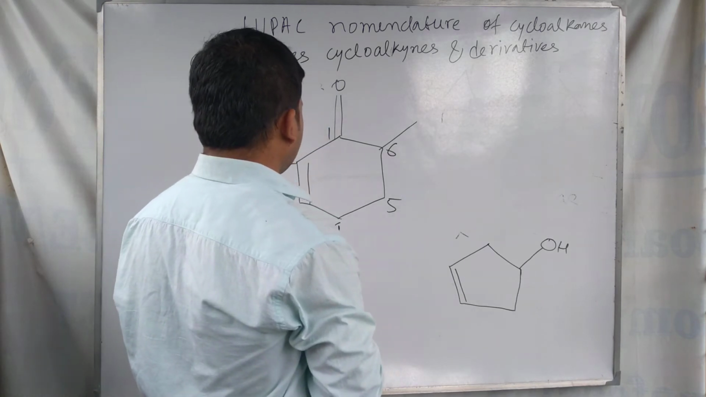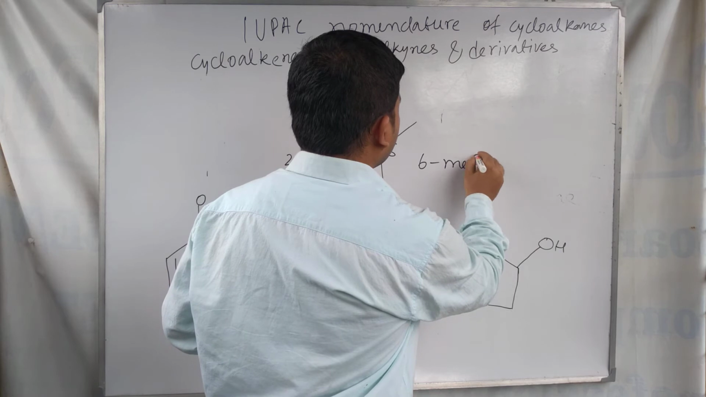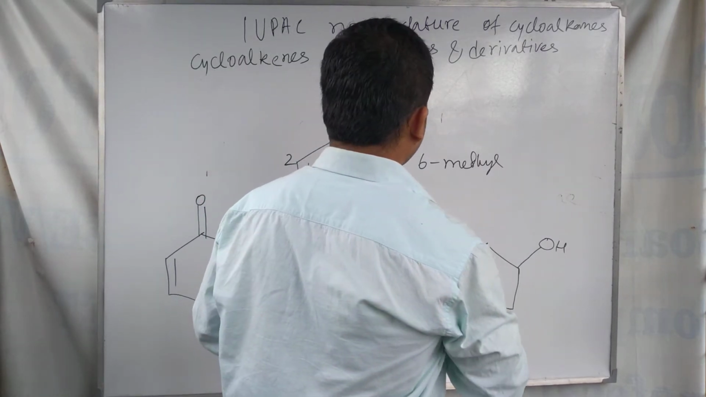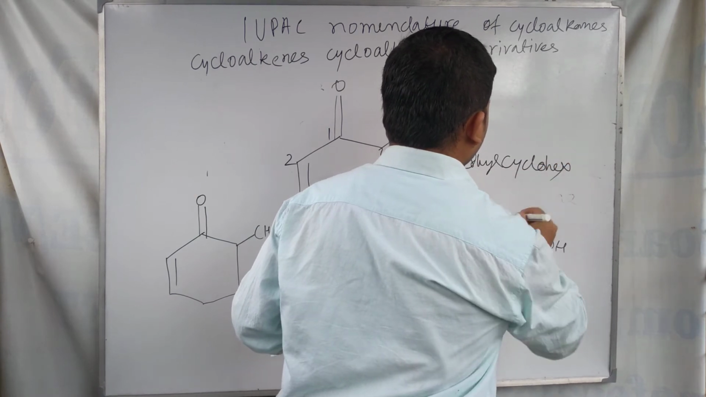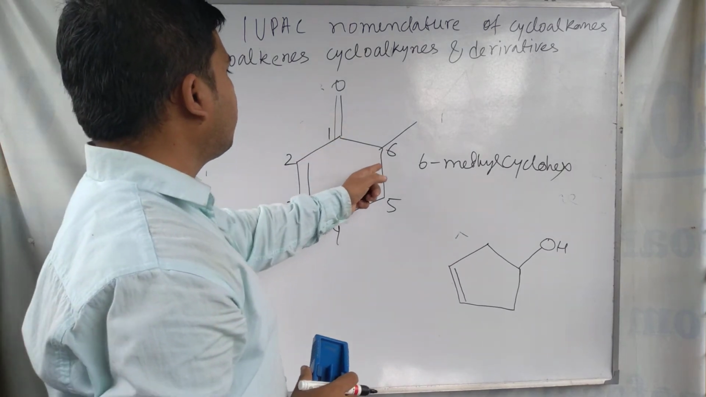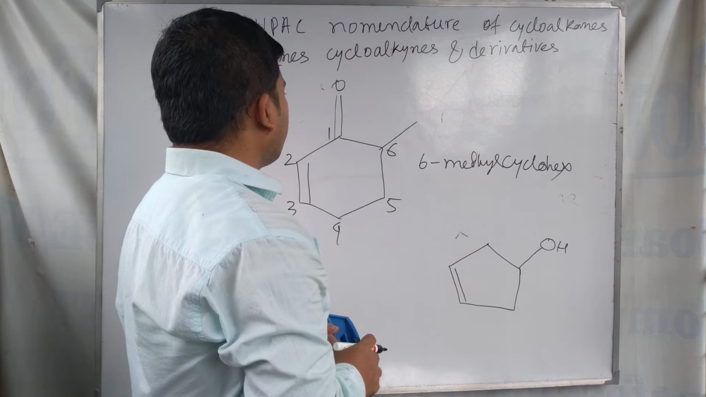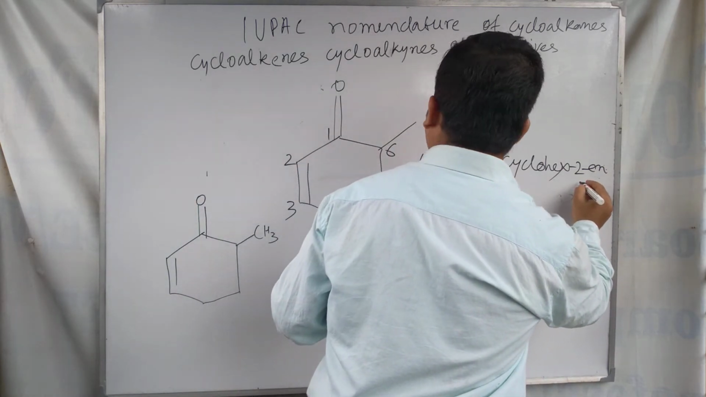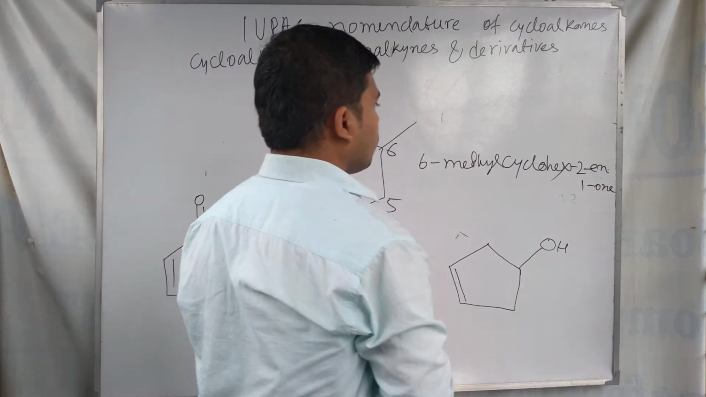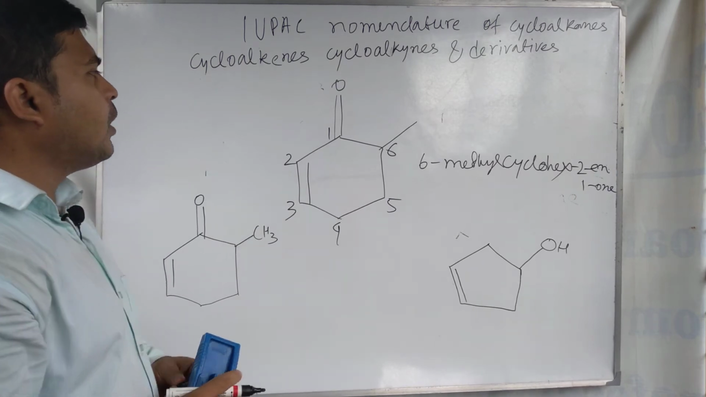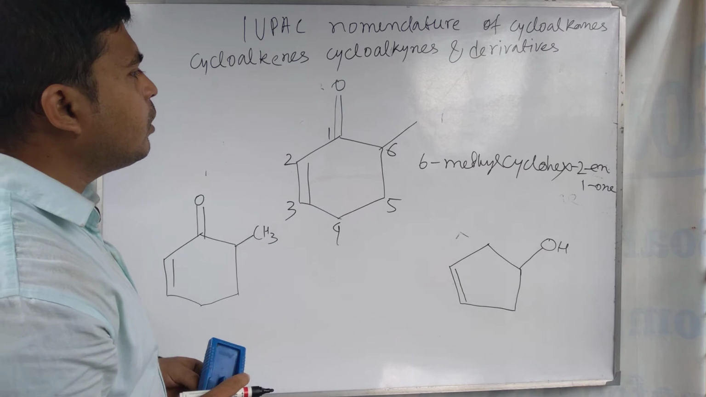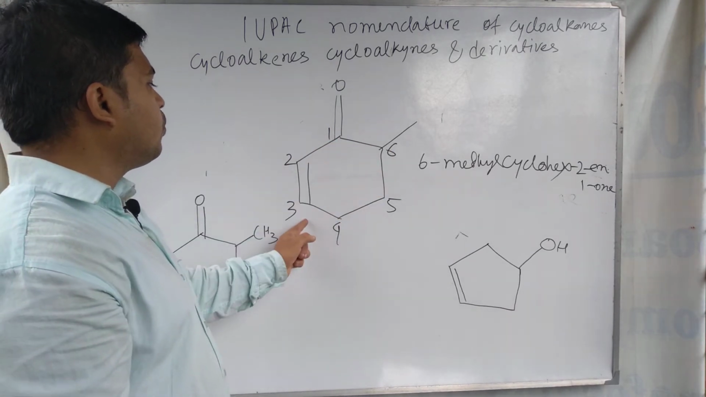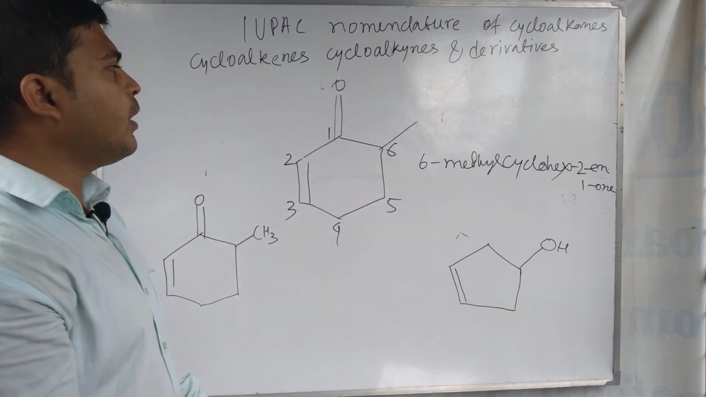After that we find that the methyl is at position 6, 6-methyl, then it is hex, 6-methylcyclohex, the total carbon is 6, cyclohex-2-en and 1-one. Because position 1 is occupied by the ketone group, so 1-one, and 2-en because position 2 is occupied by a double bond. So 6-methylcyclohex-2-en-1-one is the IUPAC name of this molecule.